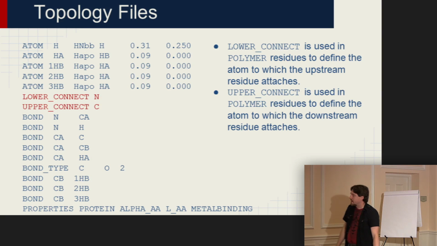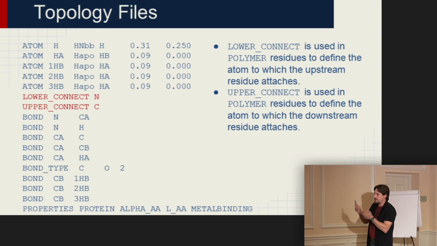Okay, next is the connections. This is a polymer residue because it's an alanine residue. So it has to have lower and upper connections. You define that really simply by saying lower connect nitrogen, upper connect carbon. This tells you which atoms the residue connections are added to. Any polymer has to have that.